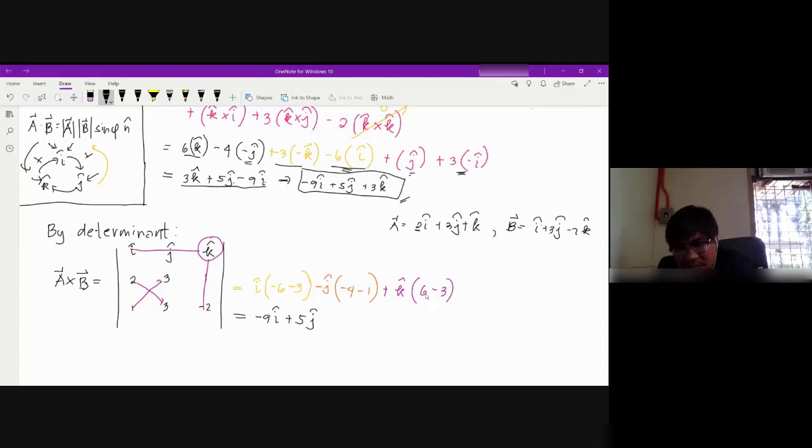Okay, then you have 6 minus 3, that's just 3, times k hat. So that's positive 3 k hat. And then now, notice, that's your answer. Now compare this with this one, the previous result we got.